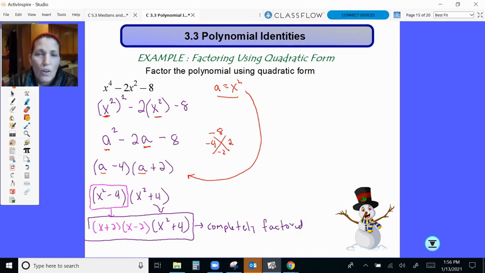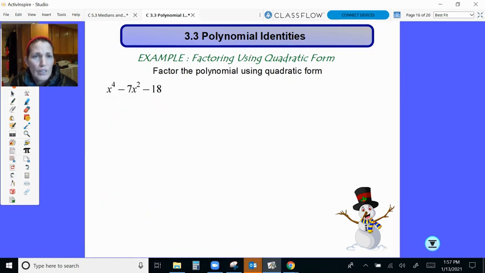Now, as you get comfortable with this, you don't have to use a substitution. You can just say, oh hey, this is a quadratic form. I have a power of 4, and half of that 4 is 2. I can just use the same method as a quadratic and find factors of negative 8 that add up to negative 2, and skip straight down to this part here. We just used the substitution method to make sure you understand what's happening. Okay, so we can do that for this next one.